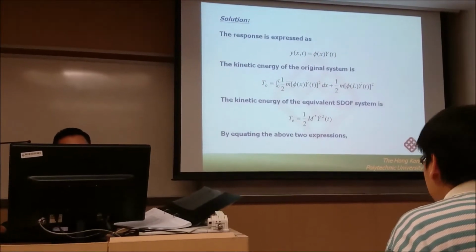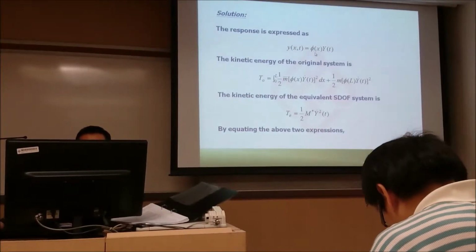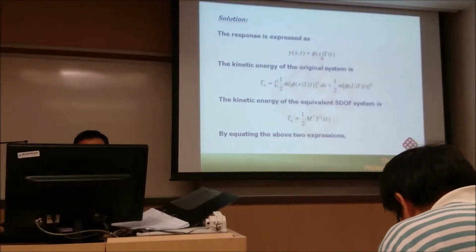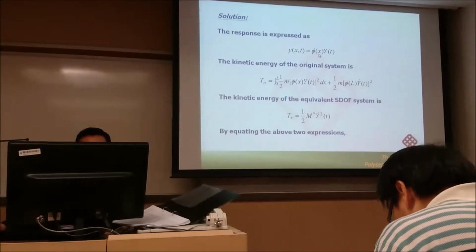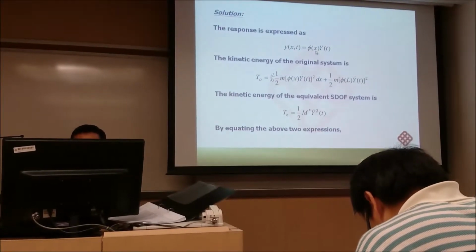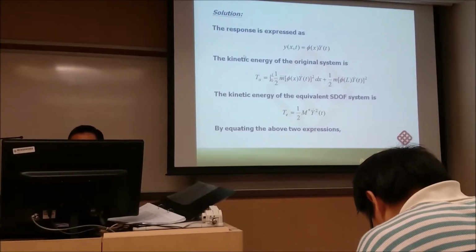I hope you can check the phi function. The phi function should be equal to 1 when x is equal to 0. If it is not equal to 1, please normalize it. I mentioned this several times, but in the midterm tests in the previous year, some students still made this mistake.